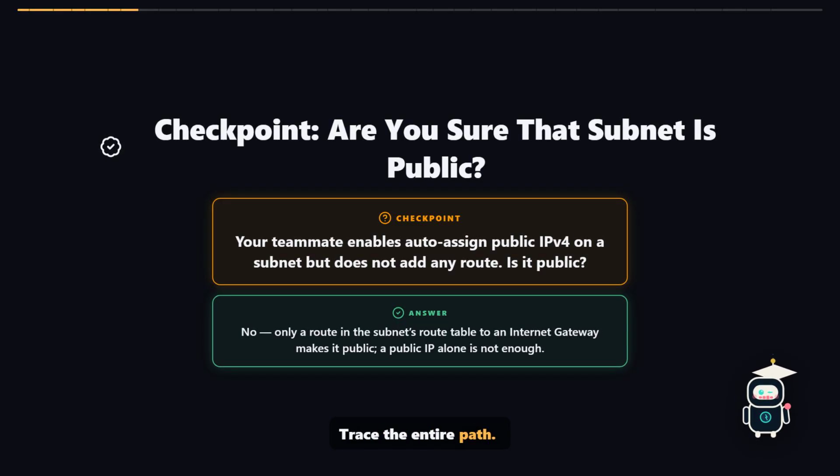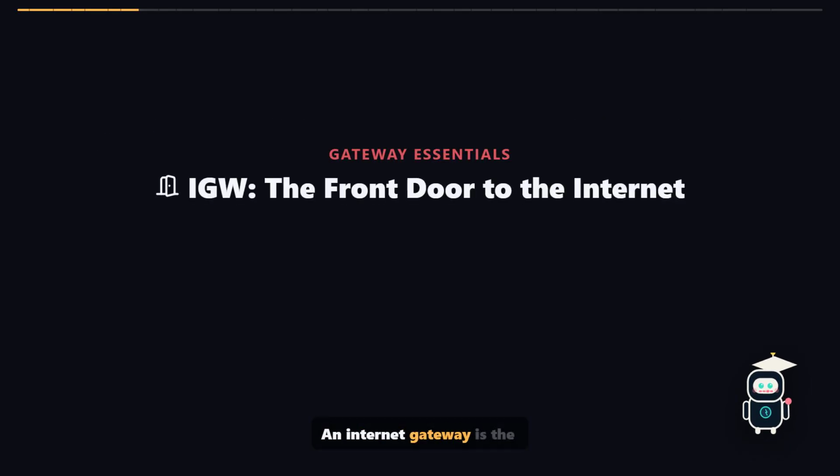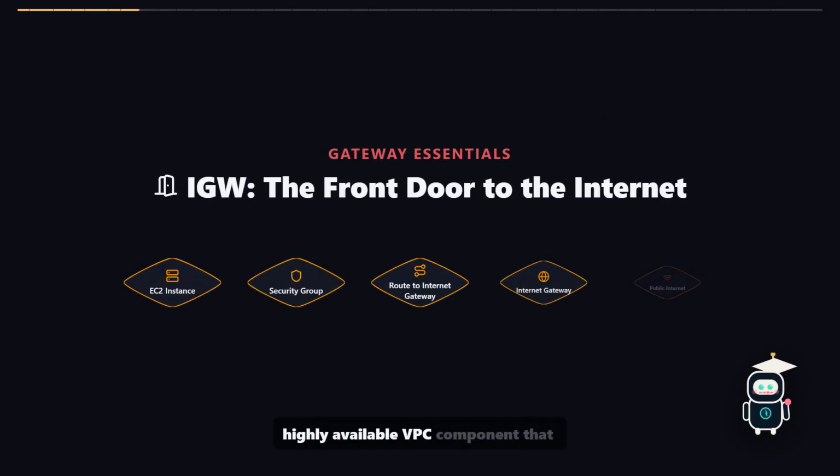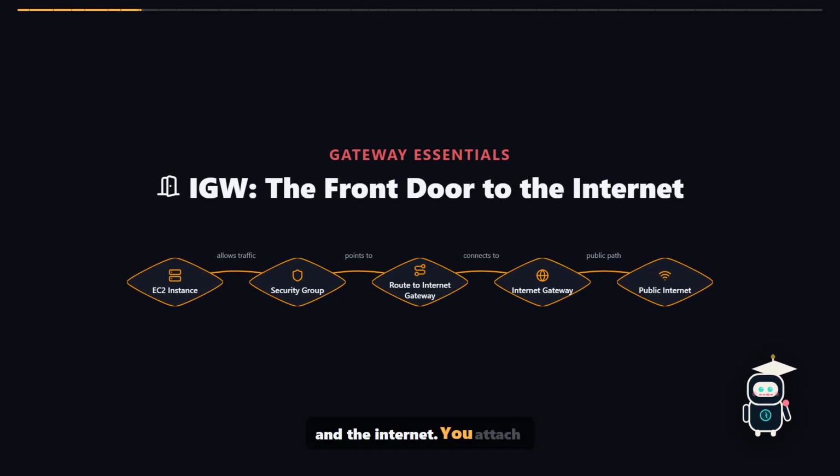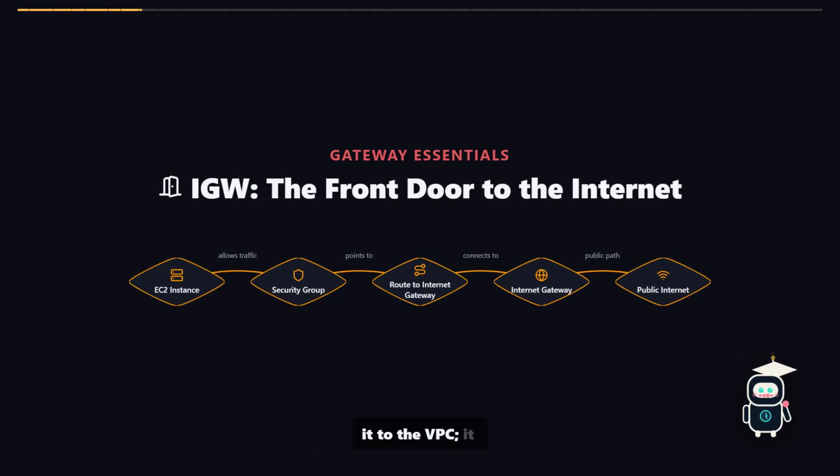Trace the entire path. An internet gateway is the highly available VPC component that allows communication between your VPC and the internet. You attach it to the VPC. It is not a router instance that you patch or manage.